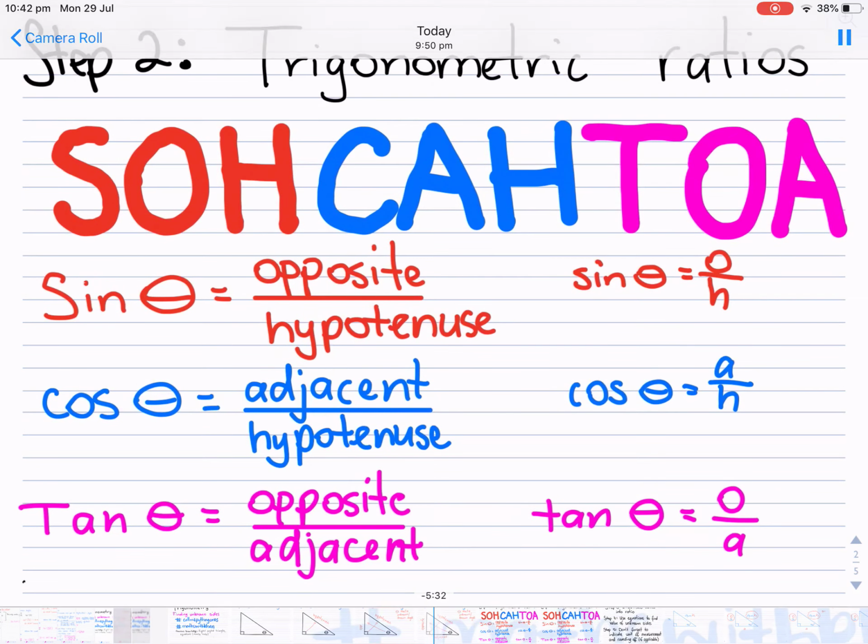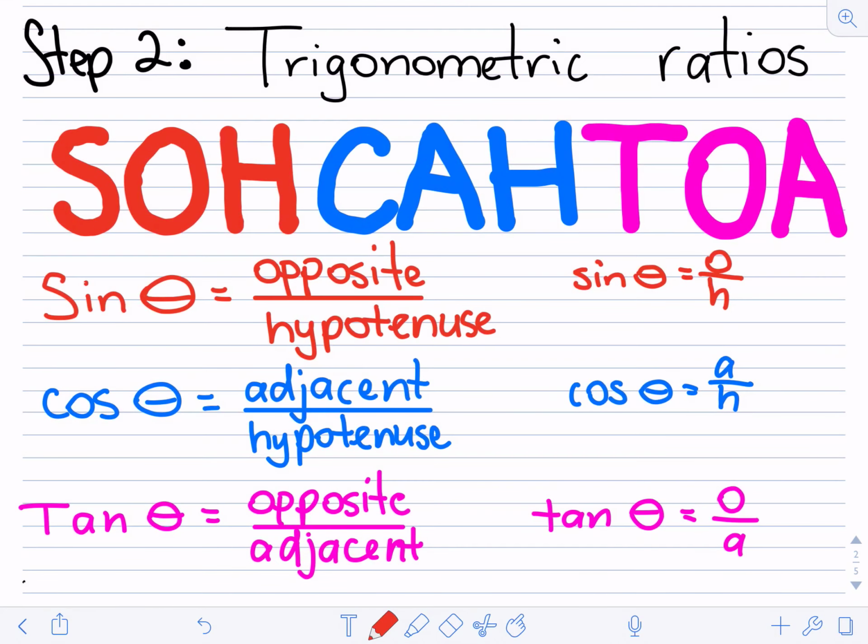The second step is your trigonometric ratios. You need to memorize these. Certain students find different ways to memorize it. I just like the SOH, CAH, TOA rule. So meaning sine theta equals opposite over hypotenuse, SOH. Very important to have it in that order as well. Opposite then hypotenuse. CAH, cos theta equals adjacent over hypotenuse, and TOA, tan theta equals opposite over adjacent. So, SOH, CAH, TOA. It's very important to memorize this so that you can apply it to whichever triangle is given.